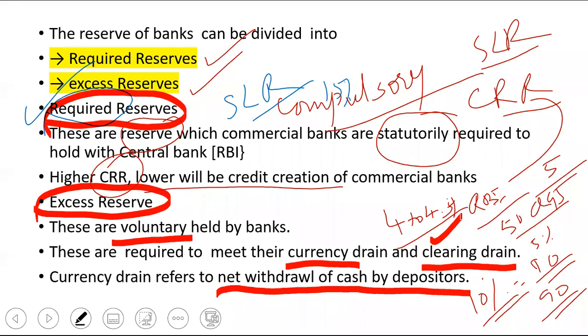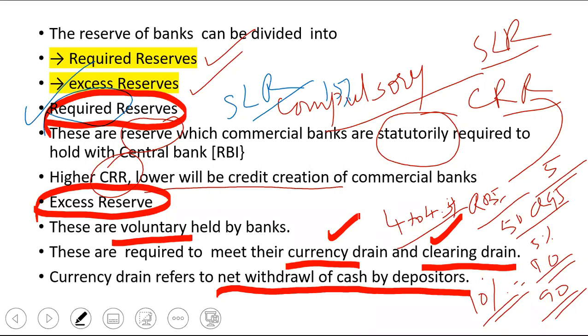What is excess reserve? Excess reserve is the voluntary reserve held by the bank. What do you mean by voluntary reserve? Voluntary reserve means the reserves to meet currency drain and clearing drain. What is currency drain, children?